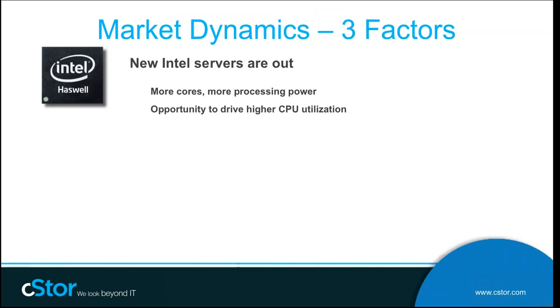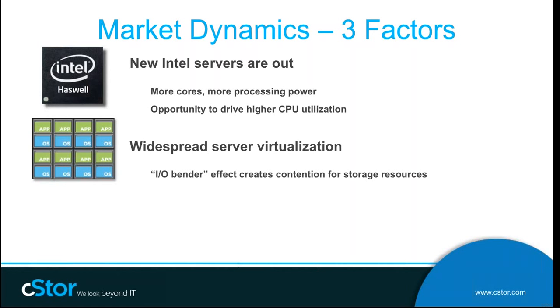There are also some market dynamics affecting this other than the consumer aspect. We look at the advancement in servers. Intel, with the new Haswell processors with more cores and more processing, creates more opportunity to drive higher CPU utilization, moving the bottleneck from the CPU potentially over to storage. And flash is a major contributor to driving more IOPS from that perspective.